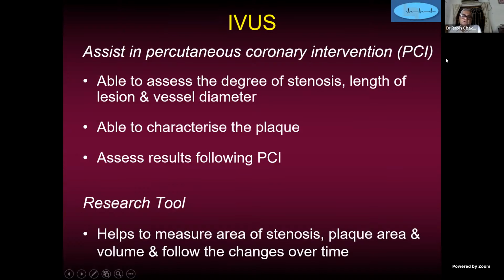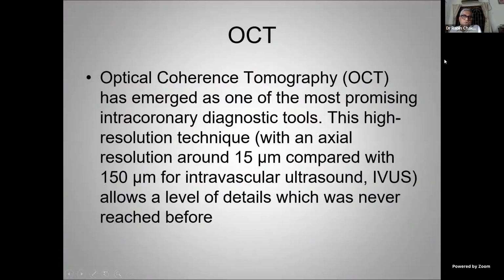IVUS assists in percutaneous coronary intervention, is a research tool, and a very good tool for the publication of data collection and follow-up for long-term clinical outcome. After that, a very quick word about OCT, optical coherence tomography, which has emerged as one of the most promising intracoronary diagnostic tools. This high-resolution technique with an actual resolution around 15 micrometers can be compared with 150 micrometers of IVUS, which allows a level of detail which was never reached before.